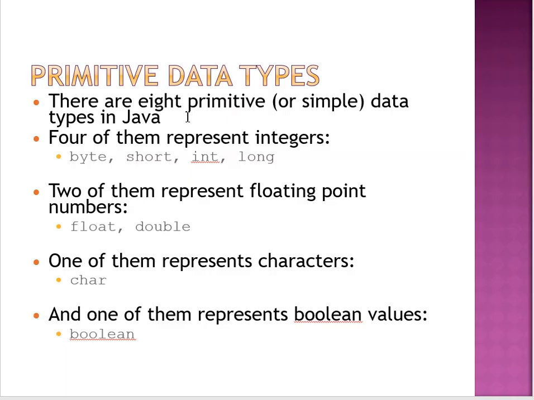So we have the primitive or simple data types in Java, the simple ones. We have 4 of them: byte, short, int, and long. Then 2 of them represent floating point numbers. So there is also float. Float is a decimal. If you want to declare a variable that will be holding decimal numbers, then you use float.